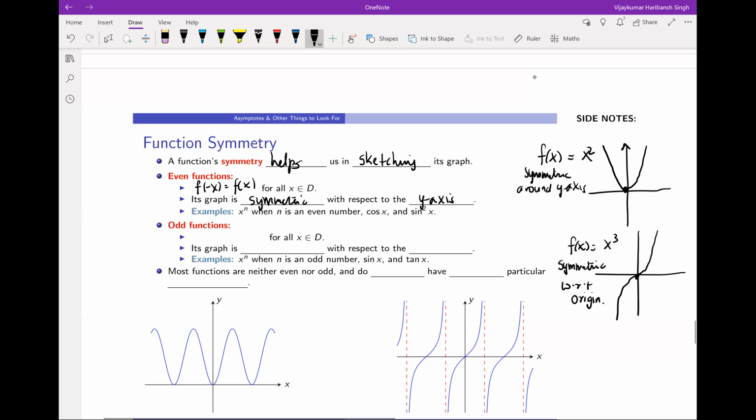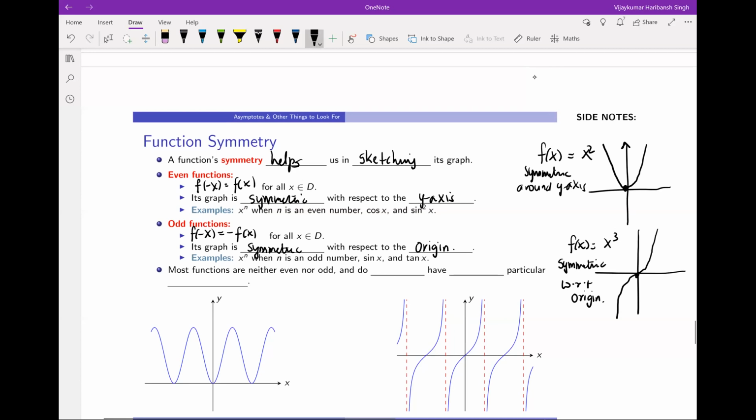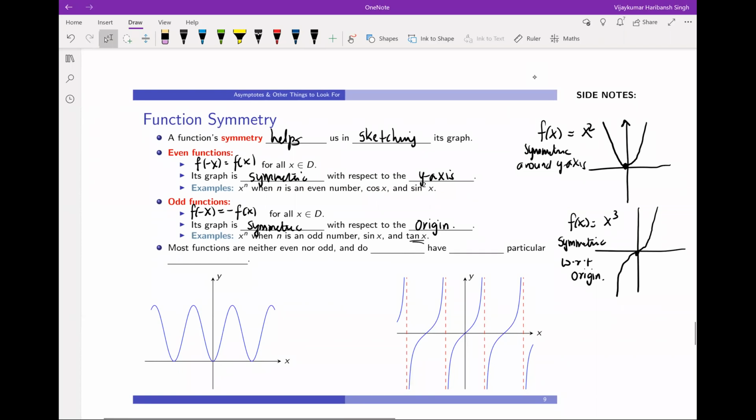Similarly, we have odd functions. In an odd function, we have f of minus x equals minus f of x. So the graph is symmetric with respect to the origin. And you can see that x to the n, when n is an odd number, will satisfy this. And so does sine. You can look at the sine or tan graph, right? So for example, this function here is symmetric in the y-axis, and hence it's an even function. You can see that this function is symmetric about the origin, and it's an odd function. This is a graph of tan x.